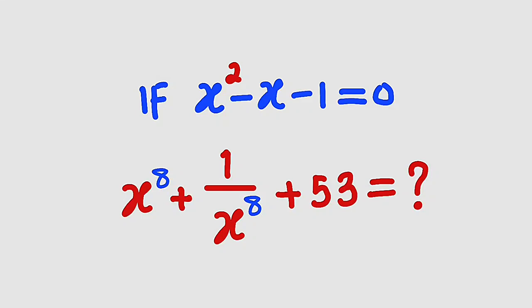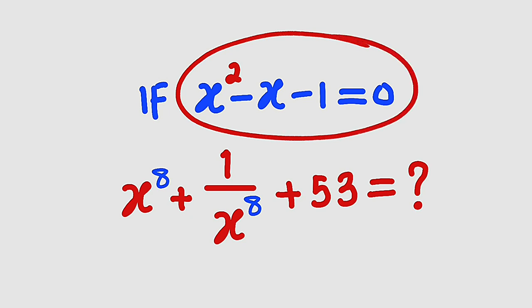Hello, good day viewers. In this tutorial, we are going to find a solution to this simple Olympiad mathematics question. We are given that if x squared minus x minus 1 is equal to 0, we are asked to find the value of x to the power of 8 plus 1 divided by x to the power of 8 plus 53. Alright, let's get started.